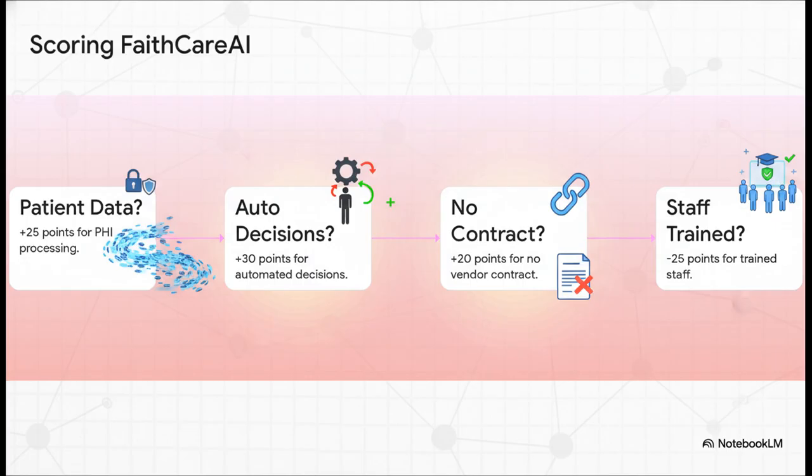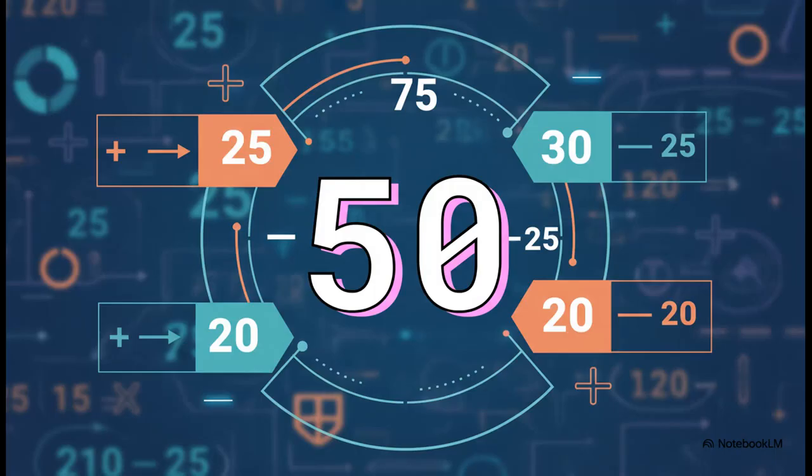Third, is there a solid vendor contract in place? Let's say in this scenario, not yet. So we add 20 more points. But you've trained your staff on its limitations. That is a critical control, so we subtract 25 points. So let's do the math. 25 plus 30 plus 20 gets us to 75. Then we subtract the 25 for training, and that gives us a final risk score of 50.